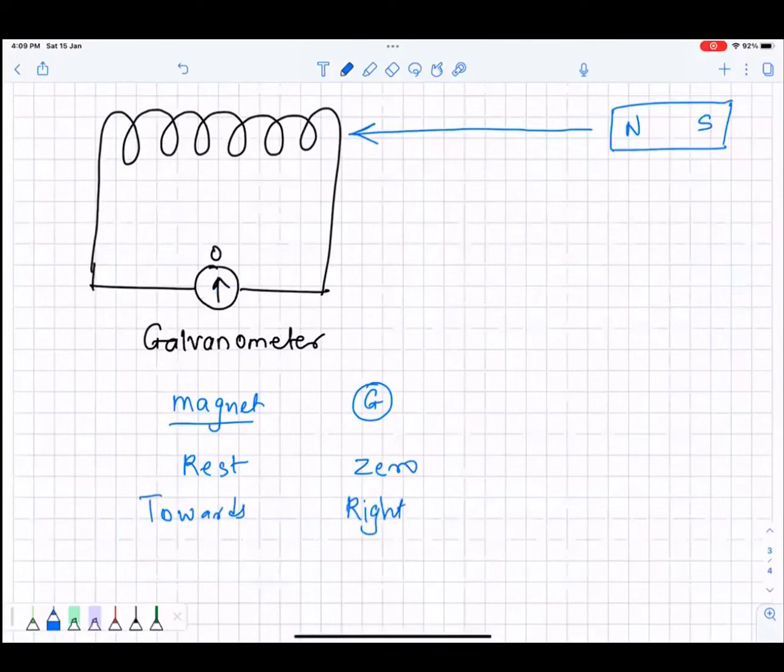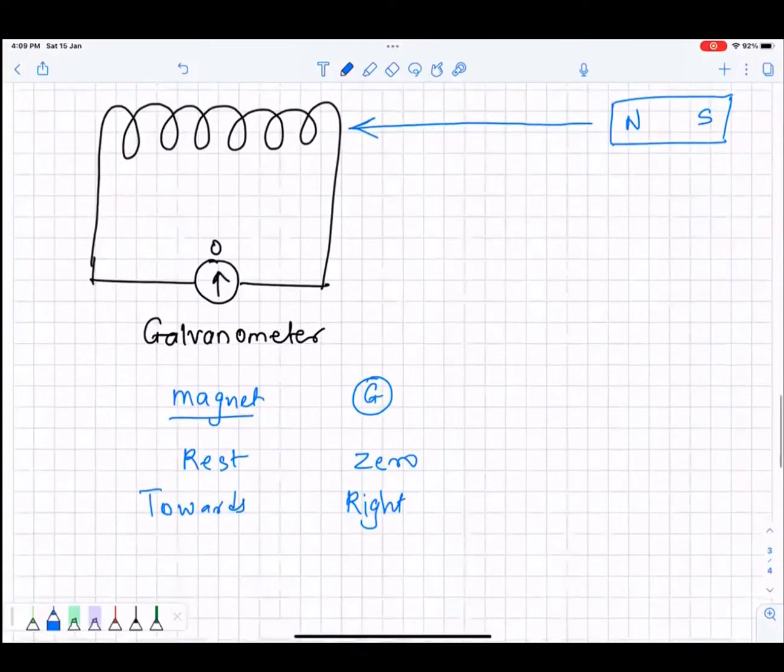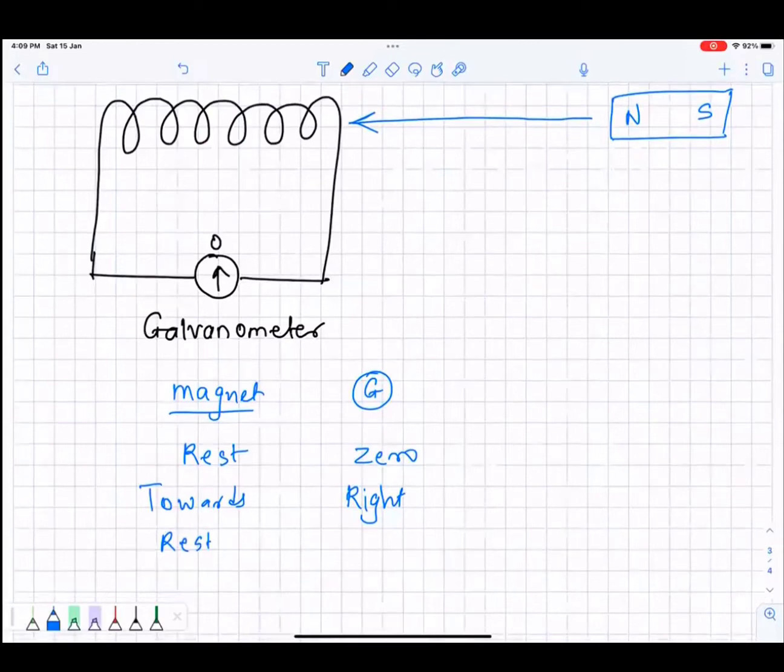Now, the magnet again came to rest. So you went on going closer to the coil. When you came very close to the coil, you eventually came to rest. But the moment your magnet again came to rest, what did you see? That the galvanometer again goes back to zero.